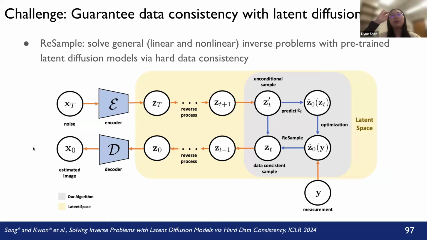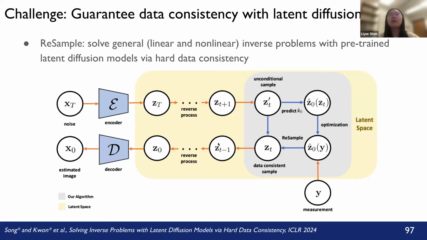So we propose a new method called ReSample to guarantee what we call hard data consistency, through an optimization method that guarantees reliable data consistency by using the latent diffusion as a prior. The key idea works in the following way.